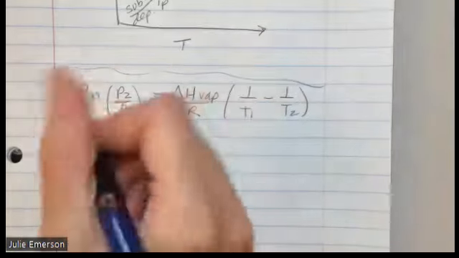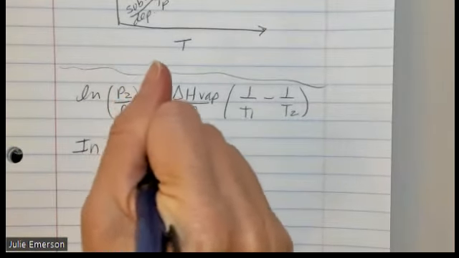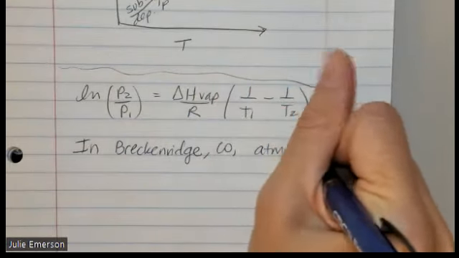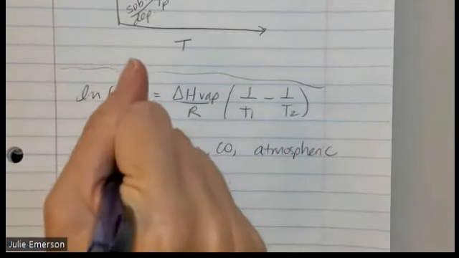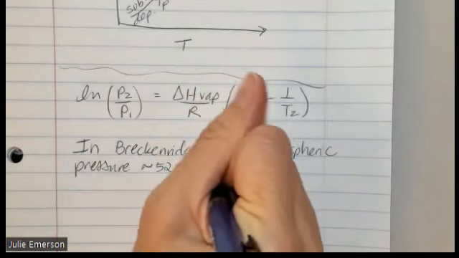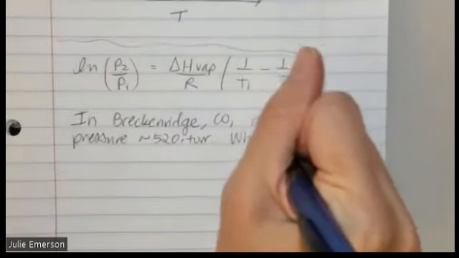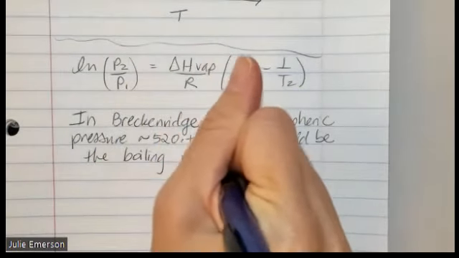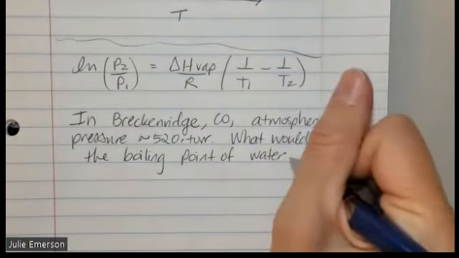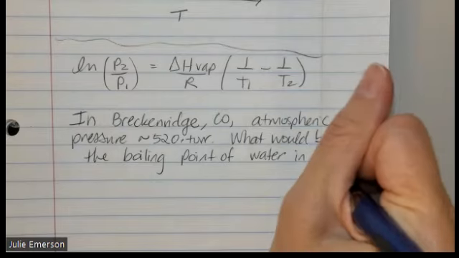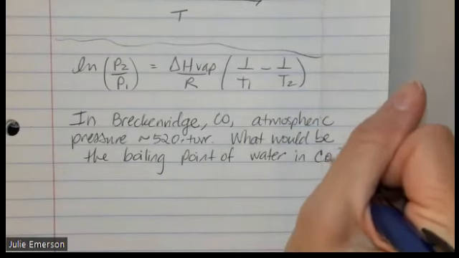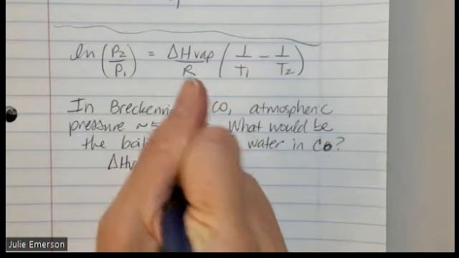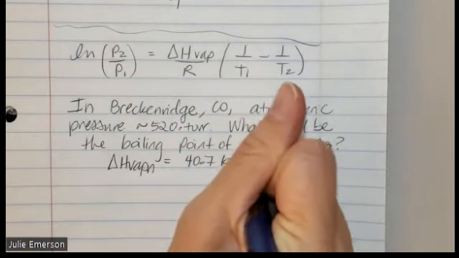Just out of curiosity, here's a question for you. In Breckenridge, Colorado, atmospheric pressure is about 520 torr. What would be the boiling point of water in Colorado? The heat of vaporization of water, which we need, is 40.7 kilojoules per mole.